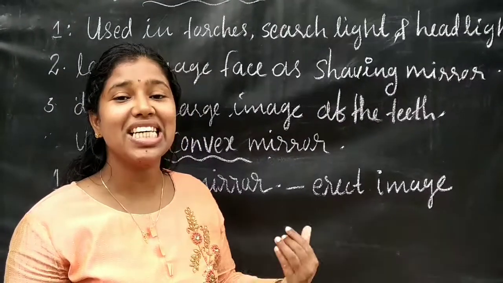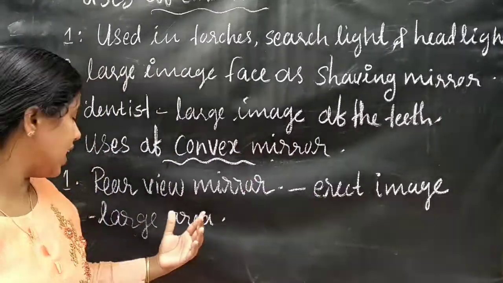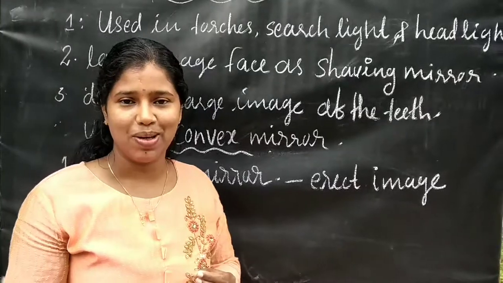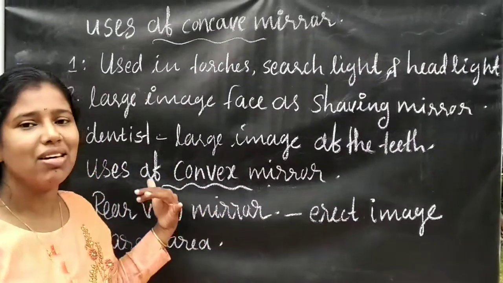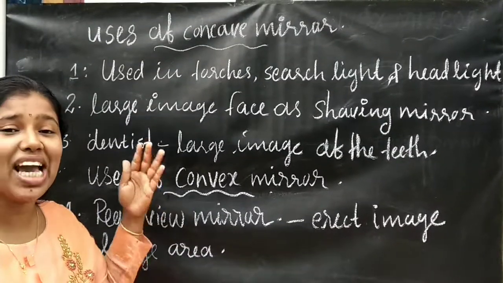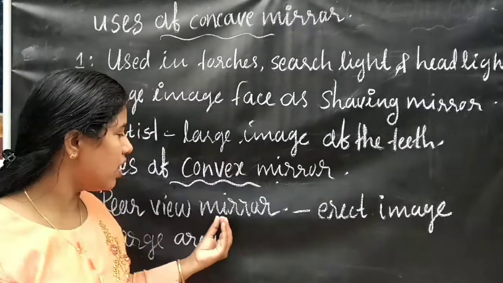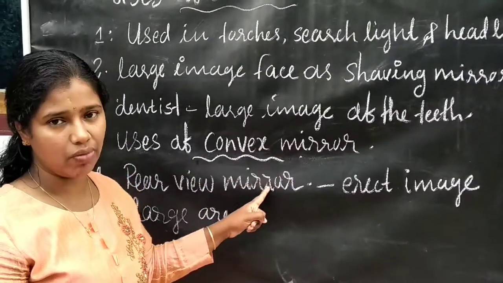We get an erect image. Erect image means we can see the backside area, a large area, the backside area. If you are using a convex mirror as the rear view mirror in vehicles, we can see the backside area. That's why we are using this, which one? Convex mirror in the rear view mirror.